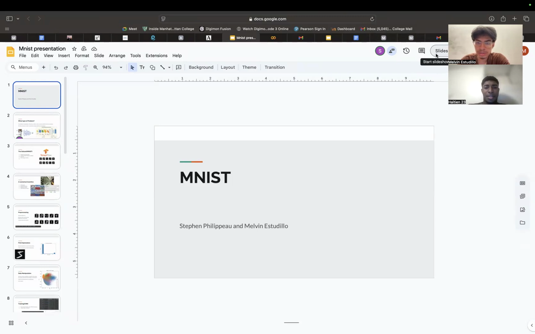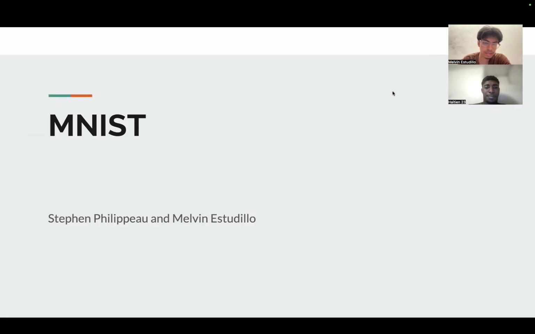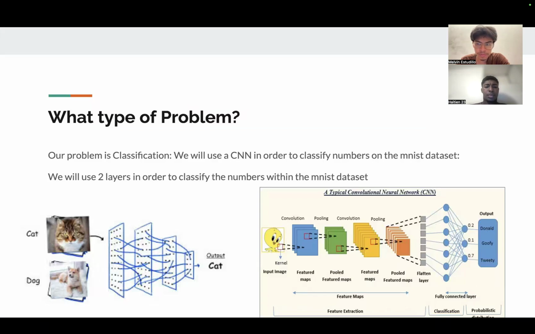Okay, so our project is MNIST. What type of problem do we have? Our problem is classification. We will use a CNN in order to classify numbers on the MNIST dataset. We will use two layers in order to classify these numbers within the MNIST dataset.